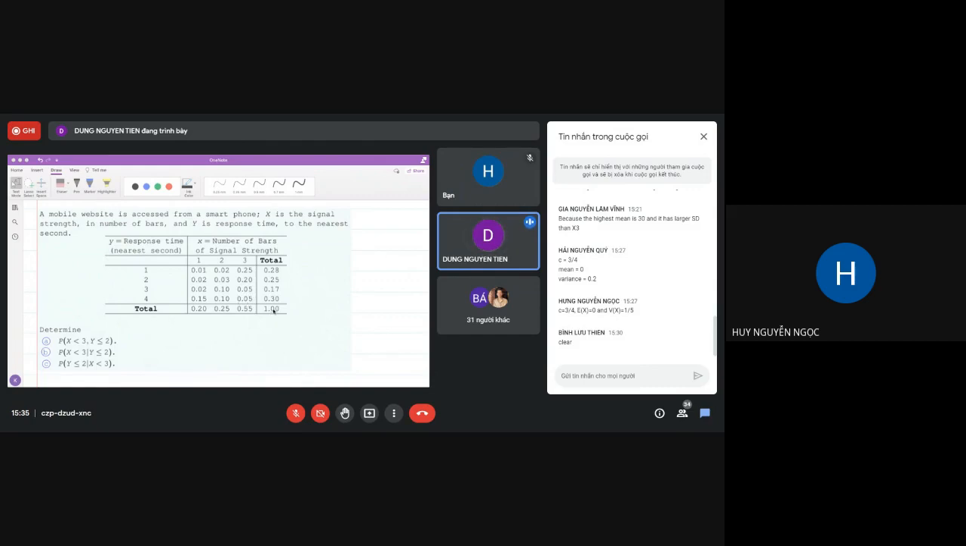All right, can you find the following probabilities? Can you do that? Think about that for a minute, please.